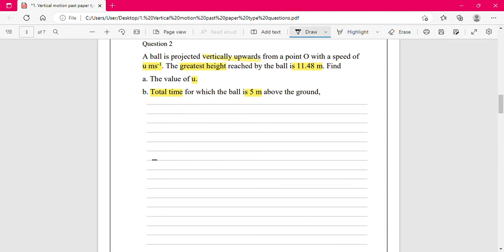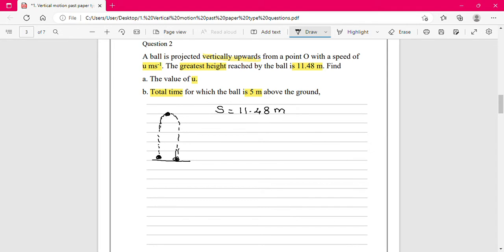Now since it is not mentioned that the ball is projected from any height, that means the ball is projected from the ground. So it will go to the maximum height, turn and come back. So now here the greatest height reached by the ball is given to you. That means the displacement of the ball S is 11.48 meters.